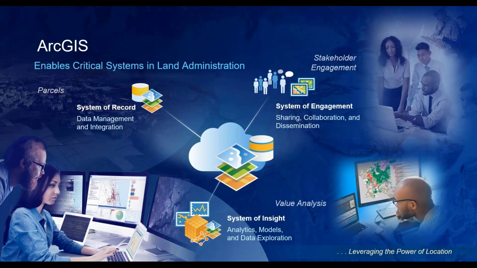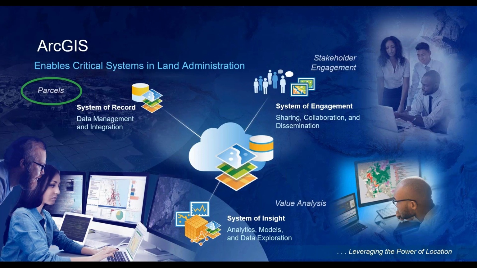ArcGIS enables three critical systems in land administration: the system of record, the system of insight, and the system of engagement. It's all in a common platform, eliminating the need to manage different systems and to keep them in sync. This eliminates problems associated with the incompatibility of versions in custom and interconnected systems. The common platform, or geospatial infrastructure, solves this for us. These three systems are the backbone of the work we do.